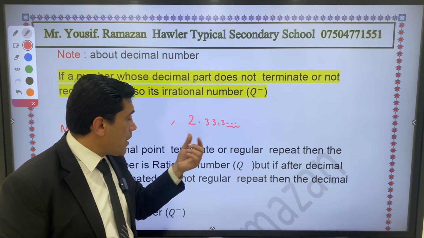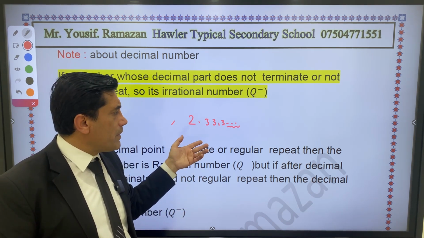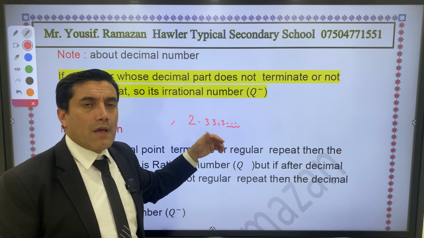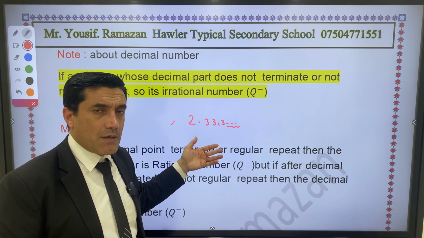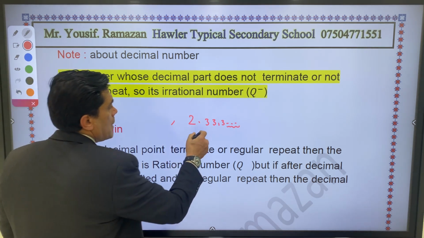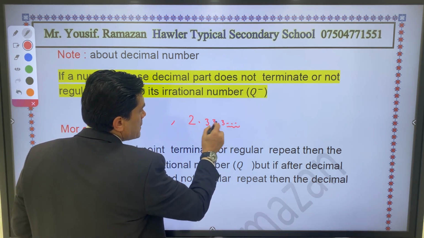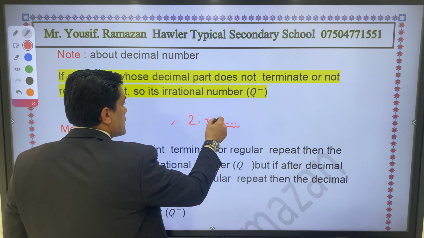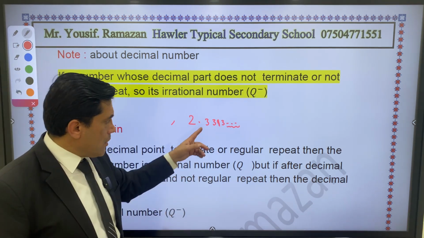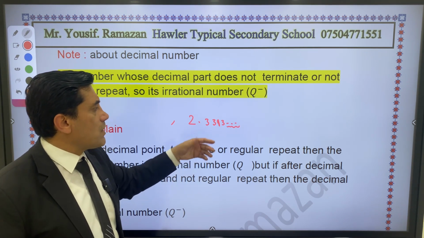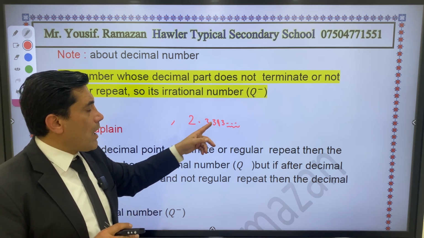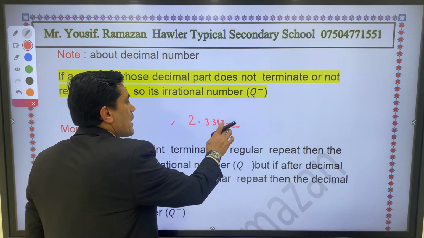But about regular repeat, look at this number. It repeats: you have 3, 3, 1, 3. It is a repeat, yes. The 3 is repeated, but is it regular? No. Why not regular? Because it is 33, but the last is 13, not 3 or 33. You have 33 and 13. So it is a repeat, yes, but not a regular repeat, so it is irrational.